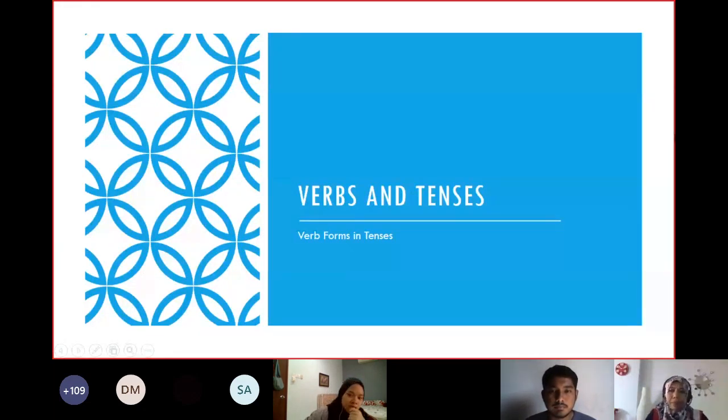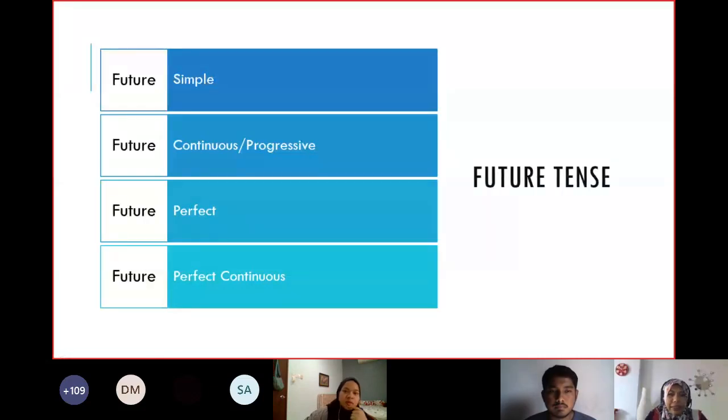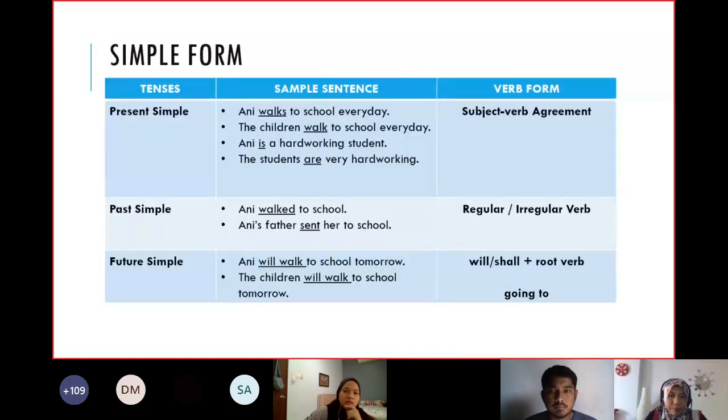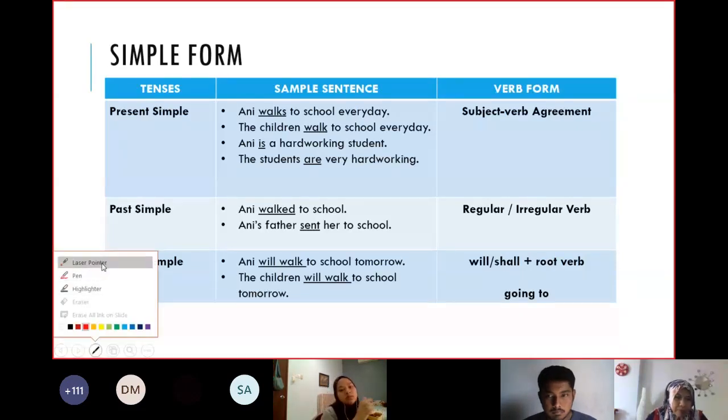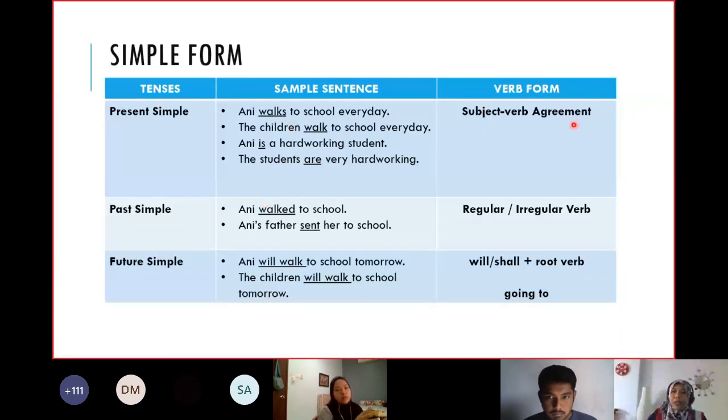All right, so let's look at simple form. We have present simple, past simple, future simple. Okay, so the verb form, subject-verb agreement applies to present simple. All right, so what does subject-verb agreement mean? I think some of us are familiar with this, so let's revise and refresh.